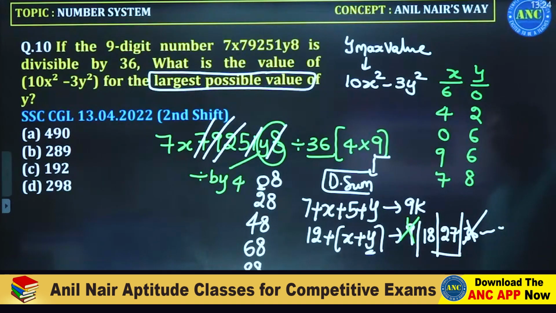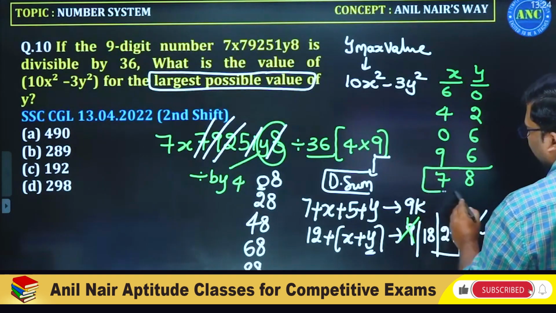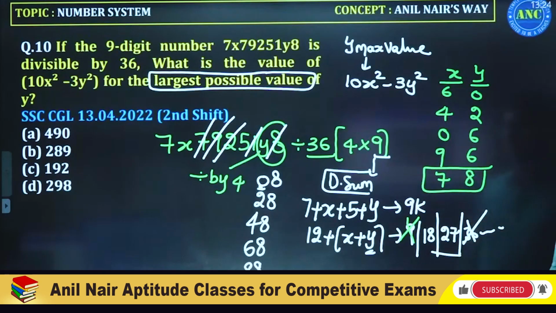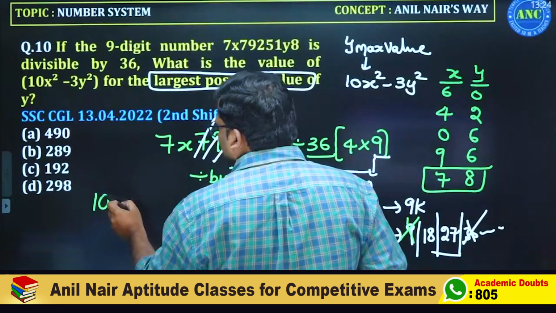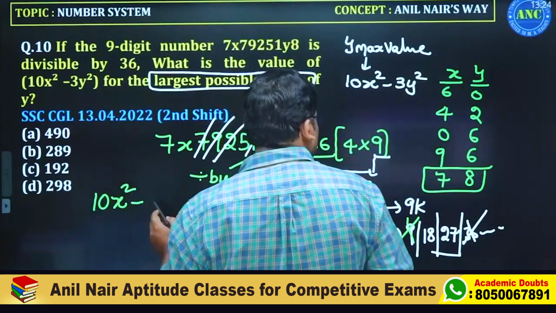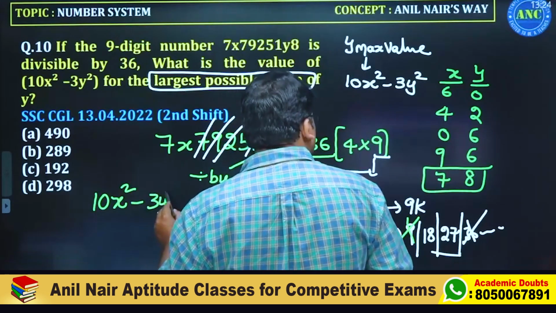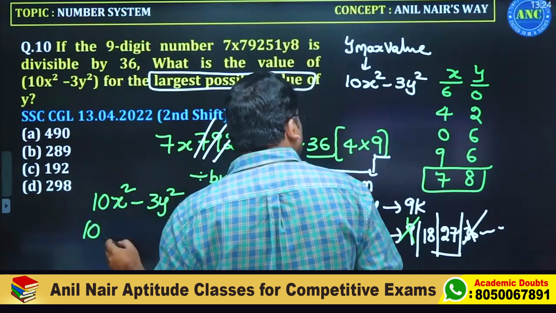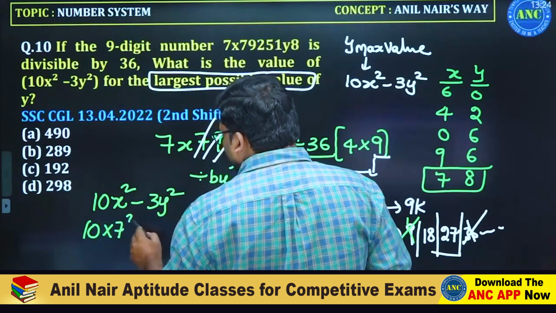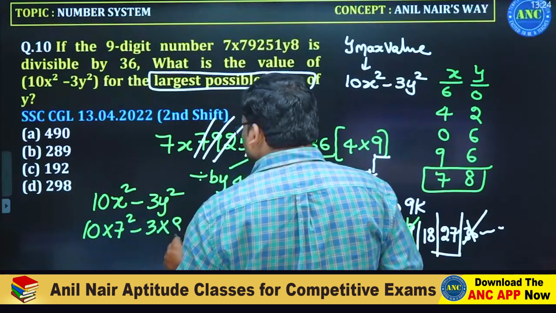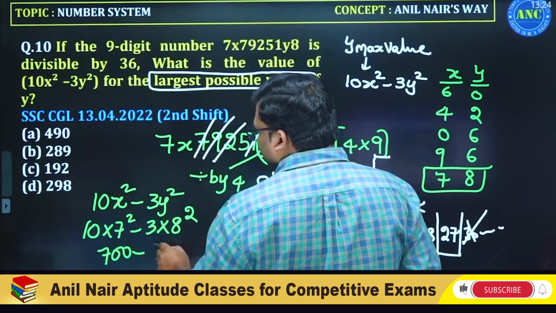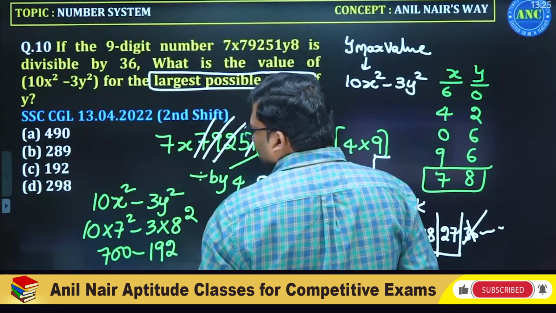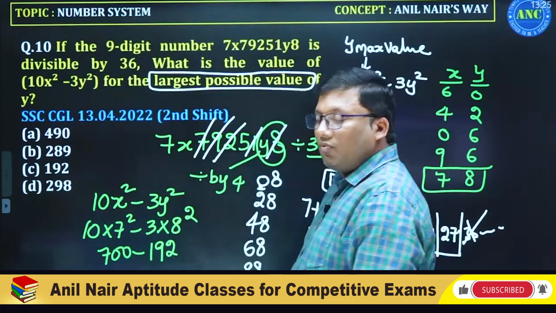What is the question? For the largest possible value. Why did we take 8? What is required is 10x square minus 3y square. The x value is 7, and y is 8. 10 into 7 square minus 3 into 8 square. 700 minus, 64 3s are 192.